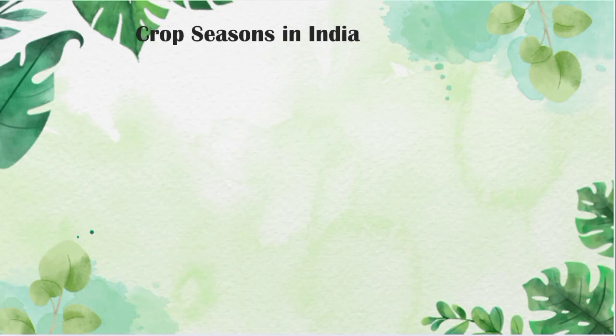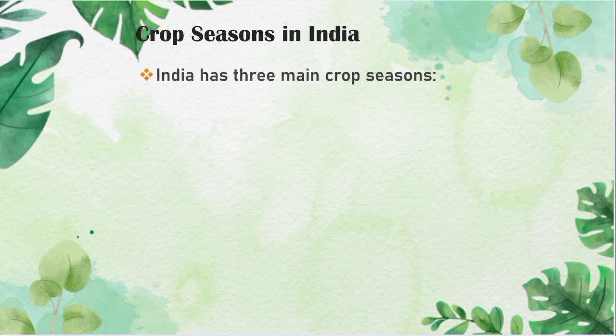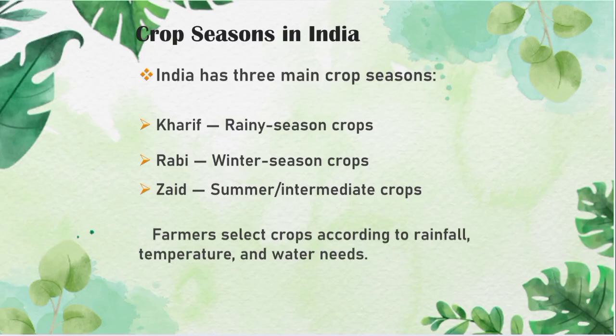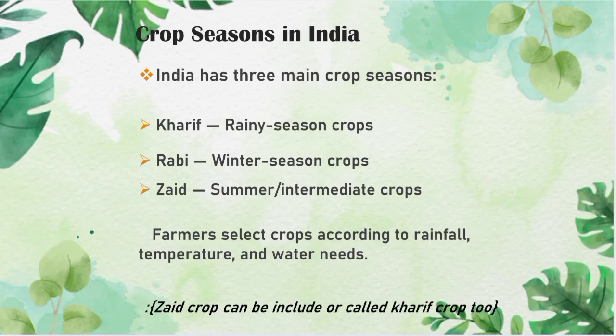Crop seasons in India. India has three main crop seasons: Kharif, rainy season crops; Rabi, winter season crops; Zaid, summer or intermediate crops. Farmers select crops according to rainfall, temperature, and water needs. Fun fact: Zaid crop can even be included or called a type of Kharif crop too.